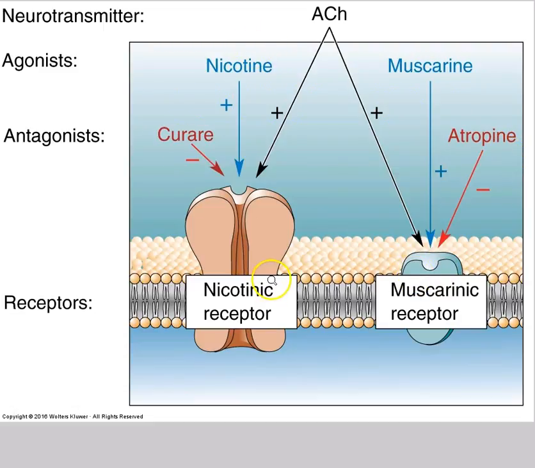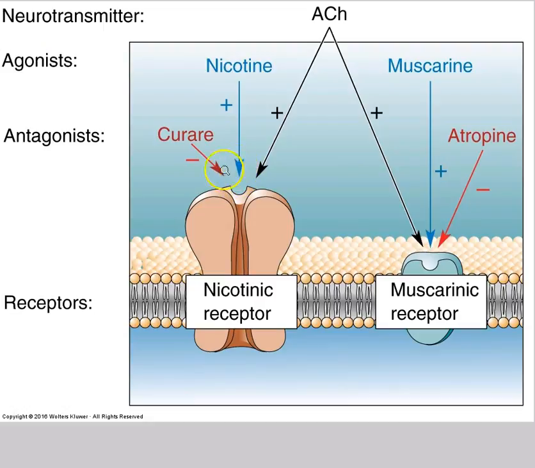So in the case of nicotinic receptors, we have a drug, nicotine, that is the same nicotine found in tobacco, where its effect is that it directly binds to these nicotinic receptors in the same way that acetylcholine does, and it stimulates them. So we call nicotine an agonist.